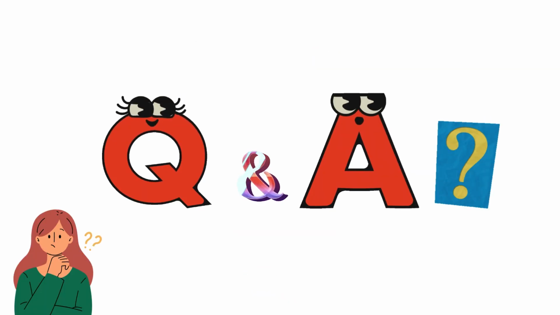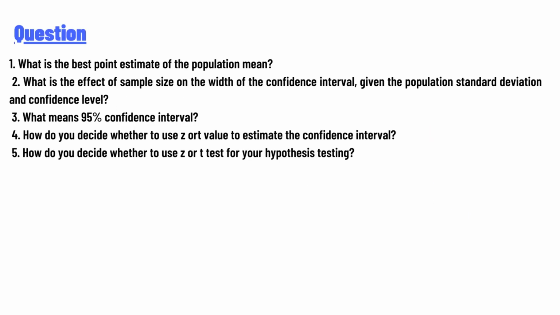So our today's questions are: First, what is the best point estimate of the population mean? Second, what is the effect of sample size on the width of the confidence interval given the population standard deviation and confidence level? Third, what does a 95% confidence interval mean? Fourth, how do you decide whether to use Z or T value to estimate the confidence interval? Fifth, how do you decide whether to use Z or T test for your hypothesis testing?